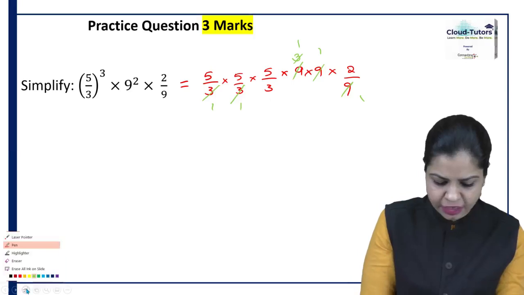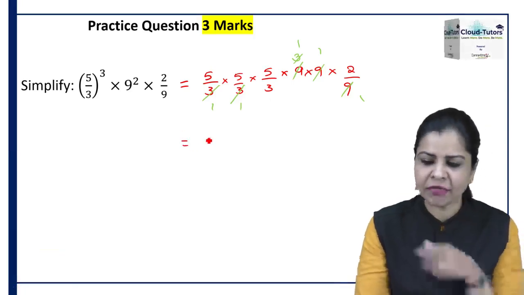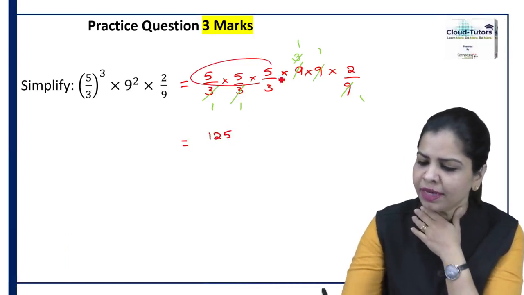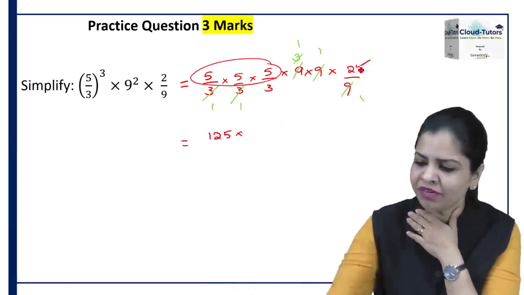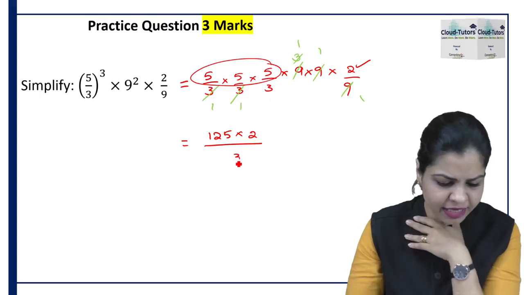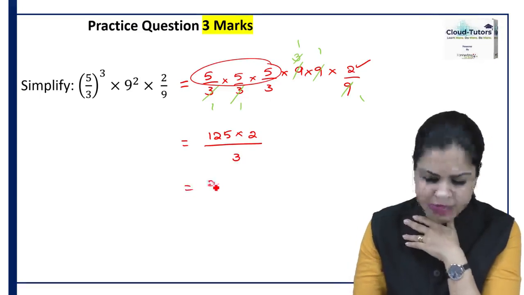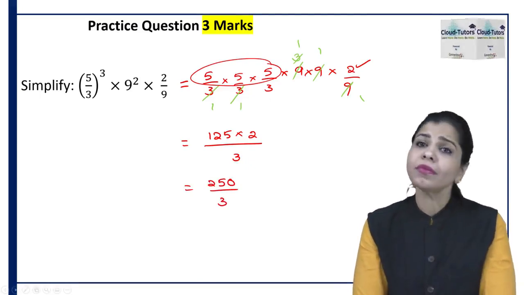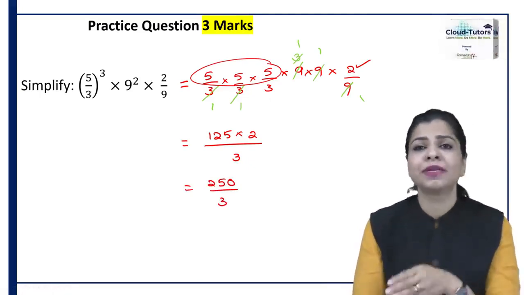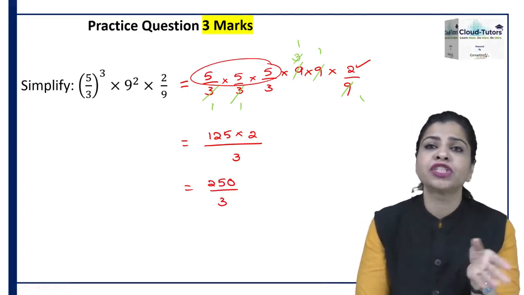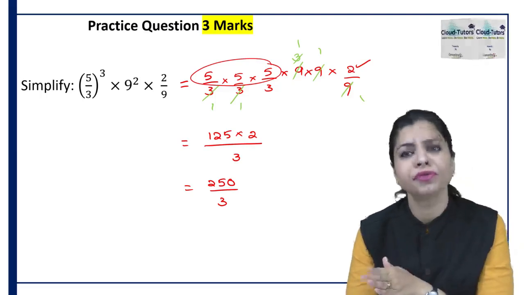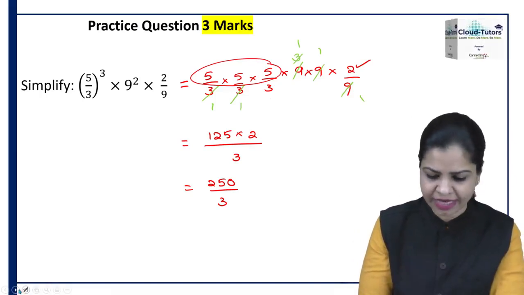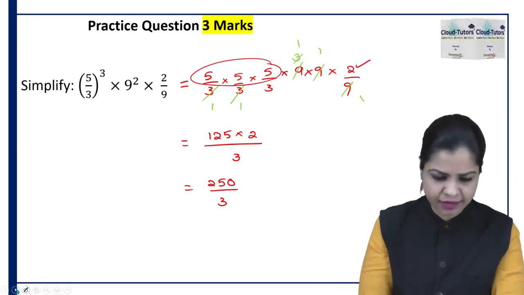Let's multiply it. So it would be 5 5s are 25, 25 5s are 125. This part into 2 is left here, and in the denominator I have 3. So the number is 250 by 3. Now you can express this number as a mixed fraction or a decimal number, it doesn't matter. Any which way, this is the final answer. Let's see the next question.